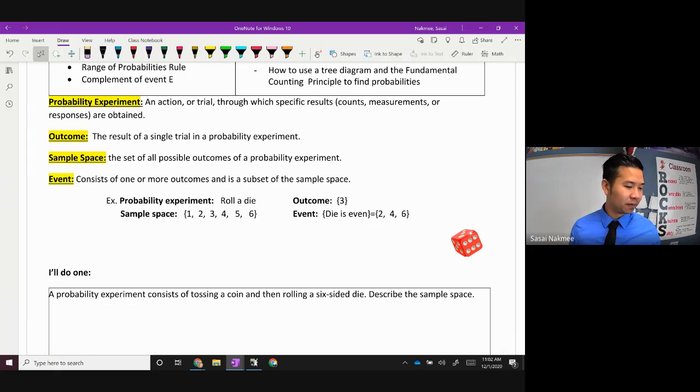For example, if you're looking at a sample space and you're rolling a die, the sample space for rolling a die is 1 through 6. An event could be looking at only answers where the die comes out as even.